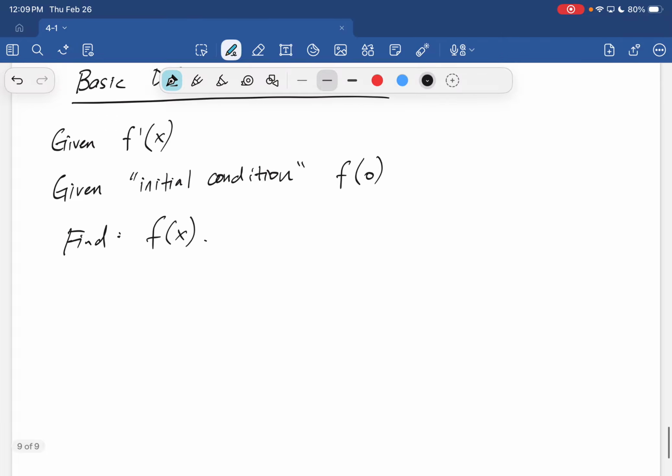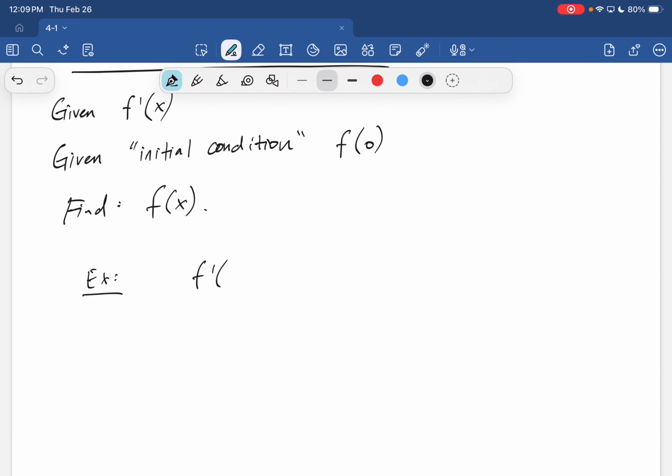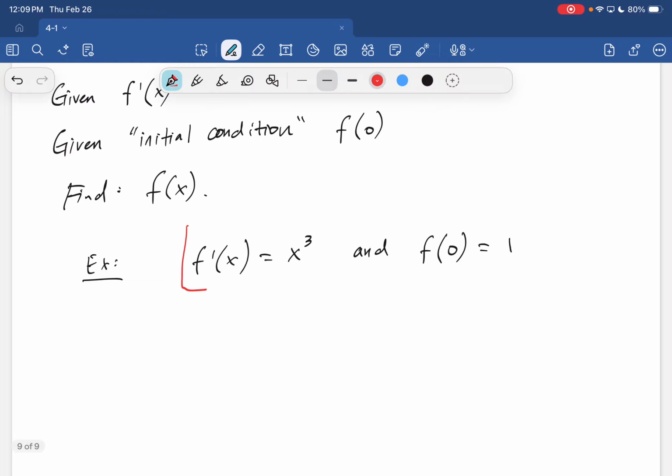Okay? And in this case, when we're looking for the original function, we don't want any more plus c's. So we want the exact function. And we can find the exact function based on the fact that we're given an initial condition. So I'll give an example. All right, so let's say we're given f prime of x equals x cubed, and f of 0 is equal to 1, something like that. So we're told that the derivative of f is x cubed, and then we're given an initial condition, f of 0 equals 1.